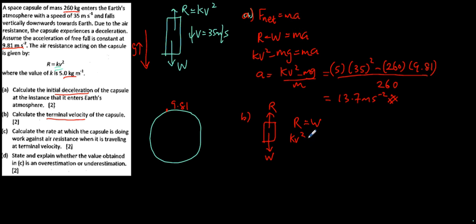Okay, so R is kV squared. W is mg. So in this case, V will be equal to the square root of mg over k. So just plug the values in. You will get the square root of 260 times 9.81 divided by the k value, which is 5. Okay, so what is the value of the speed? The value will be 22.6 meters per second.